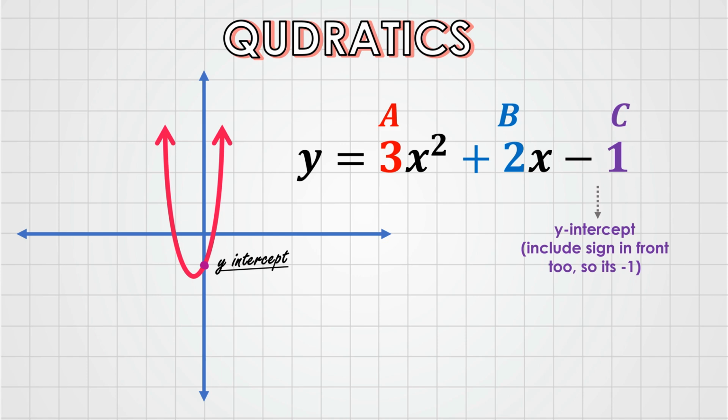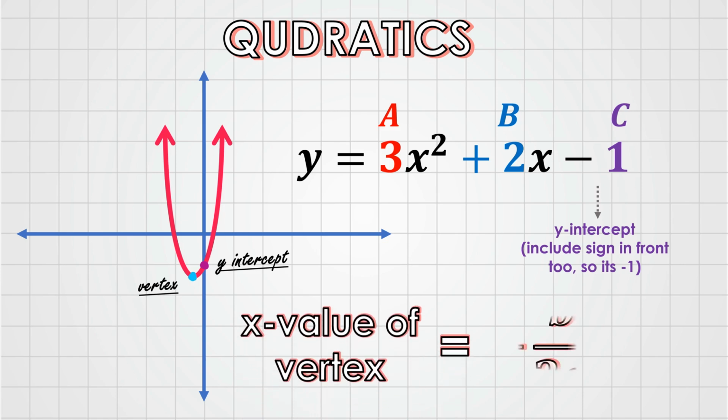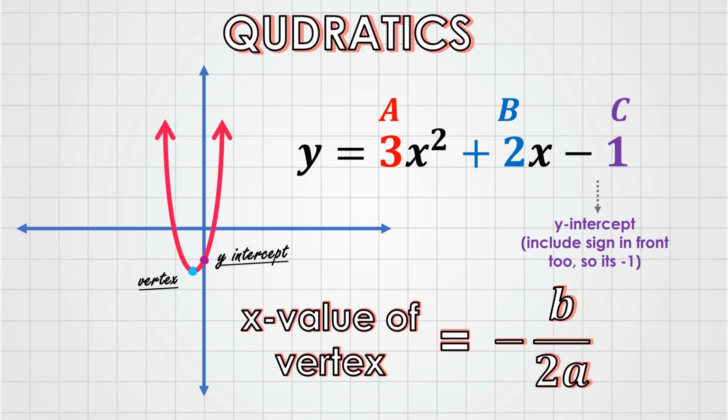The best way to find the vertex of a quadratic in this form is by using the formula -b/2a. This will give you the x value of the vertex. You would then have to plug that back into your equation and solve for the y value.